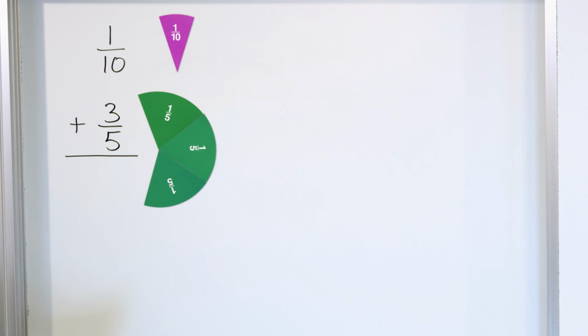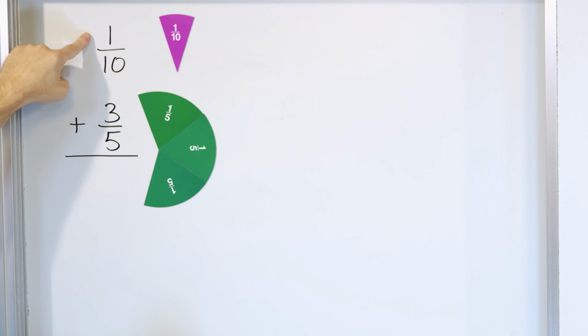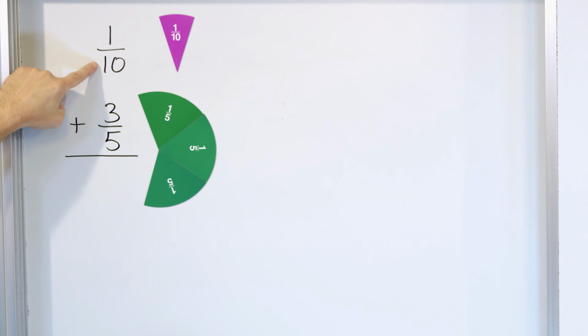But if we look at what we have here, we have a 5 and we have a 10. Remember, I can multiply this fraction by anything I want as long as I do it to the top and the bottom. So since this is 5 and this is 10, all I have to do is multiply this fraction by 2. Multiply 2 on the top, 2 on the bottom. That will make a 10 on the bottom, and I already have a 10 here.